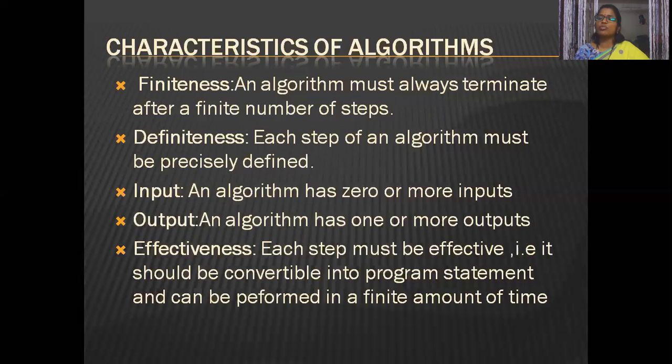Next, input. An algorithm has 0 or more inputs. Without input also the program can run. We don't give anything, but it has to print something onto the screen. Output: an algorithm has 1 or more outputs. Every program will display 1 output, or it can display more than 1 output. Effectiveness: each step must be effective. We write everything in steps, so each instruction should be convertible into program statements and can be performed in a finite amount of time. That means each instruction must be effective.